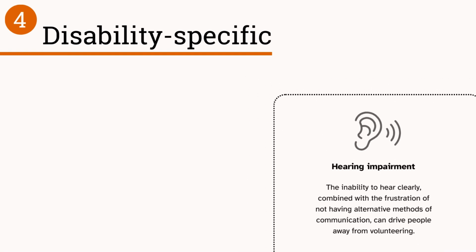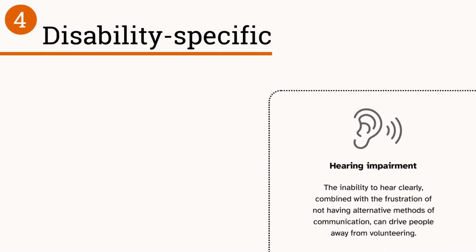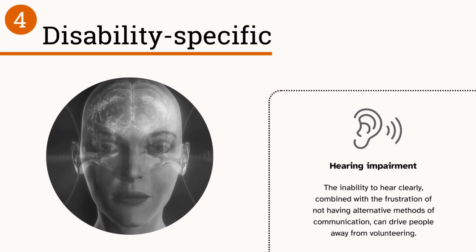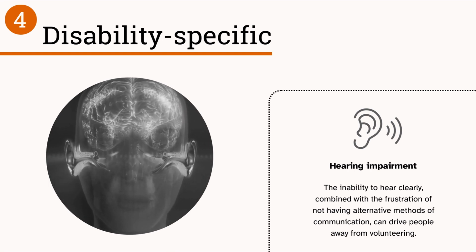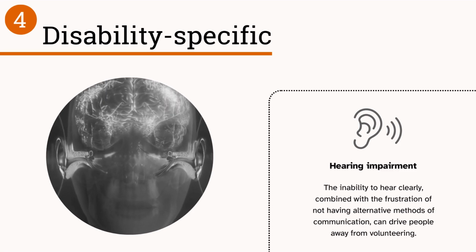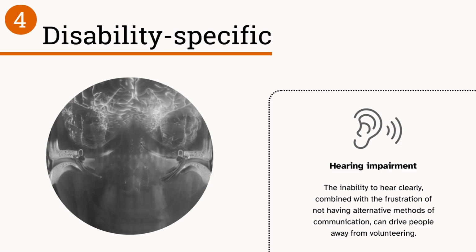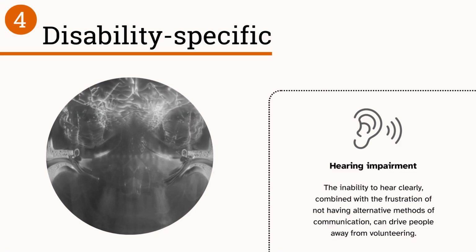Another example of a disability-specific barrier is hearing impairment. A person with a hearing impairment may hear nothing at all, or may miss some words in a conversation. They may be unable to follow verbal instructions. The inability to hear clearly, combined with the frustration of not having alternative methods of communication, can drive people away from volunteering.